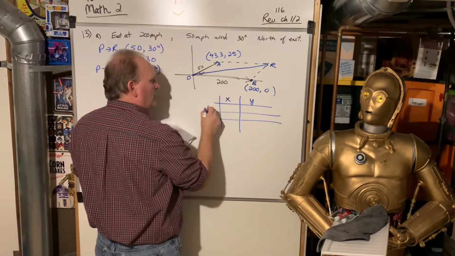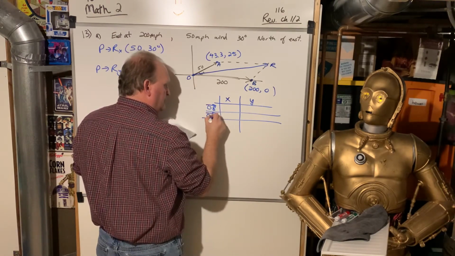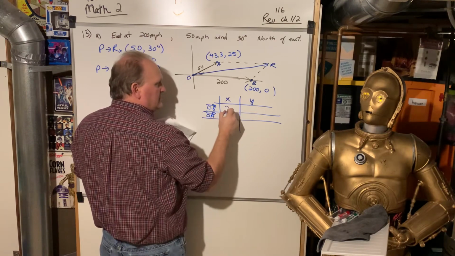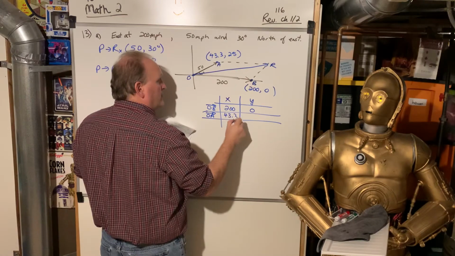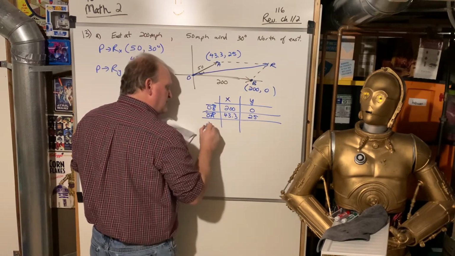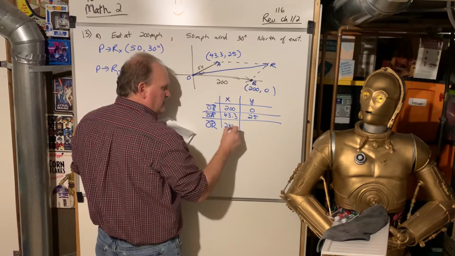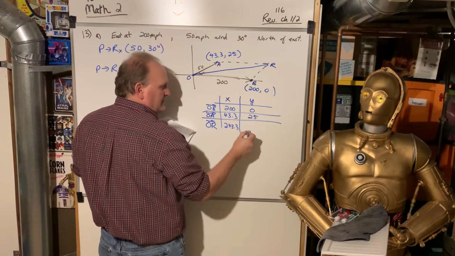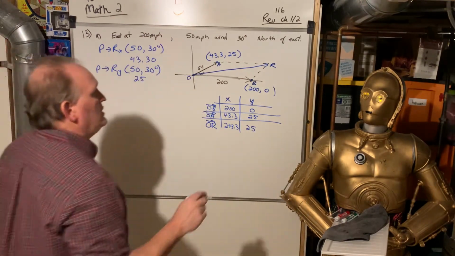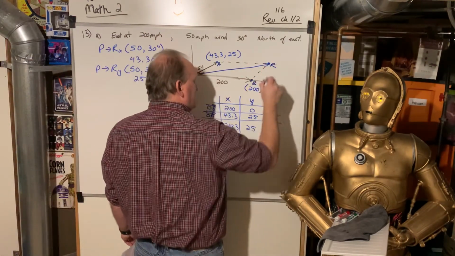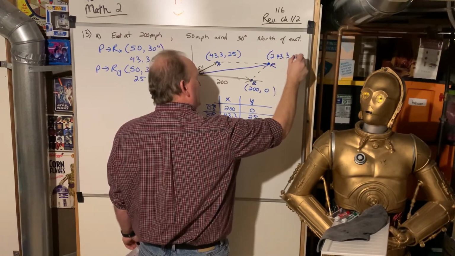So we have OB, we have OA. OB is 200, 0. OA is 43.3, 25. And then the resultant vector is you just add straight down, so 243.3 and 25. Now, we still don't know the actual speed of the plane. We know the resultant vector in rectangular form. That is 243.3, comma 25.